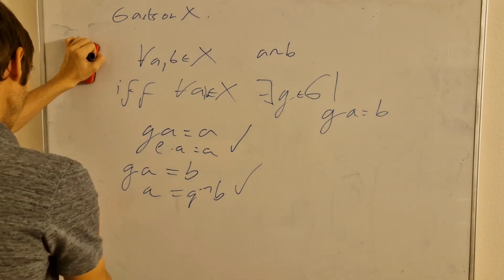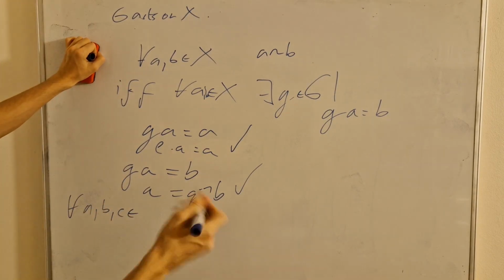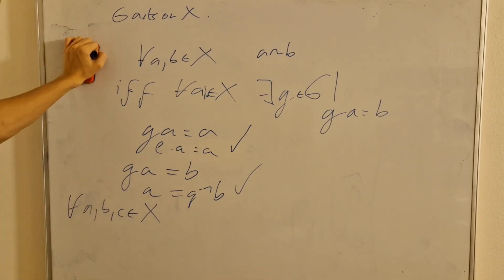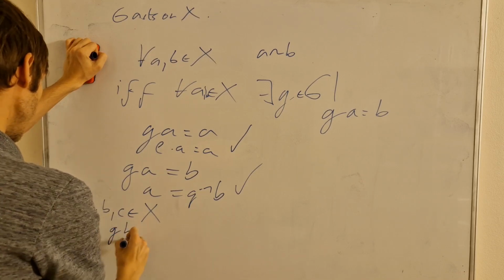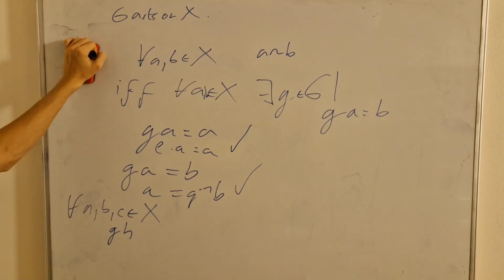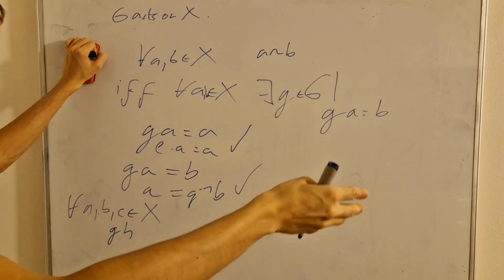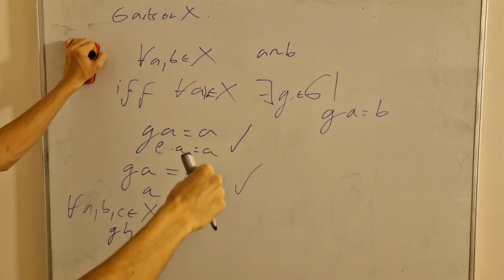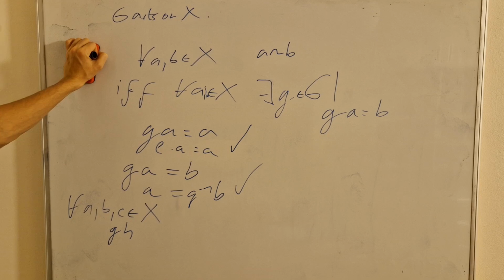So let's say for any A, B, C, so we add one more element, because for transitivity we need three elements, inside the set X on which the group G acts. Transitivity says that if one thing acts on another and that second thing acts on a third, we also have that the two things will lead from the first right to the third. And we can show that here.